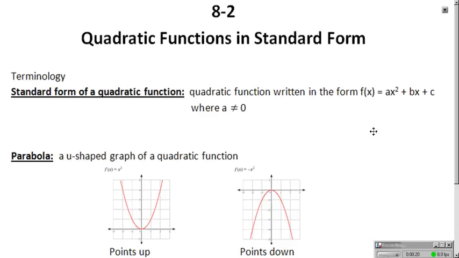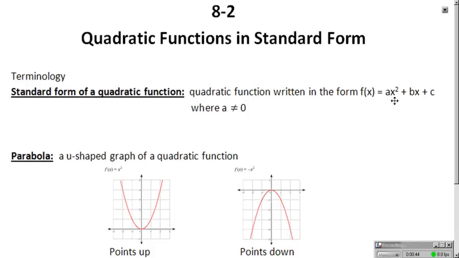Biggest thing is your equation right here. f of x equals ax squared plus bx plus c. A is not equal to 0. If a were 0, you would have 0 times x squared, and that would get rid of your x squared, so it would not be a quadratic function. You need to remember this standard form, ax squared plus bx plus c. It will be key today.